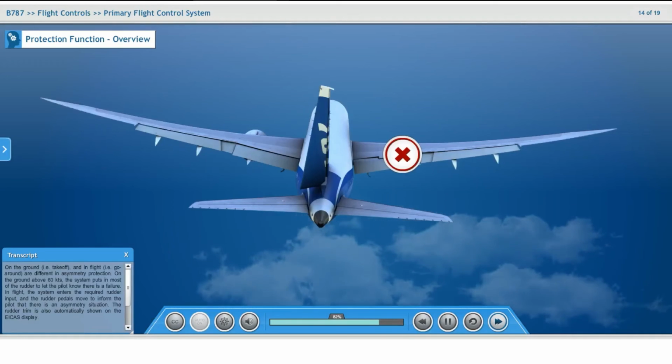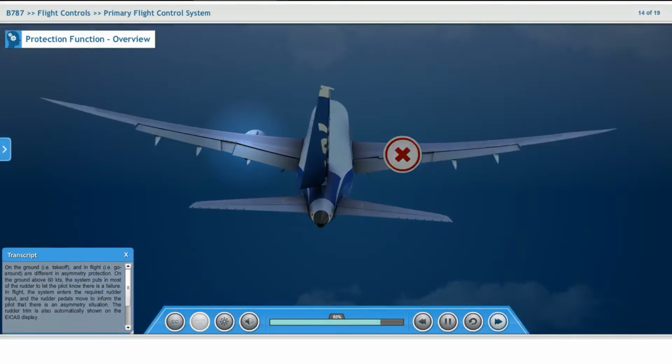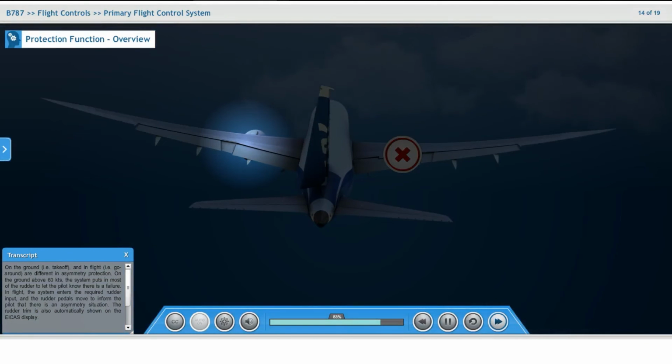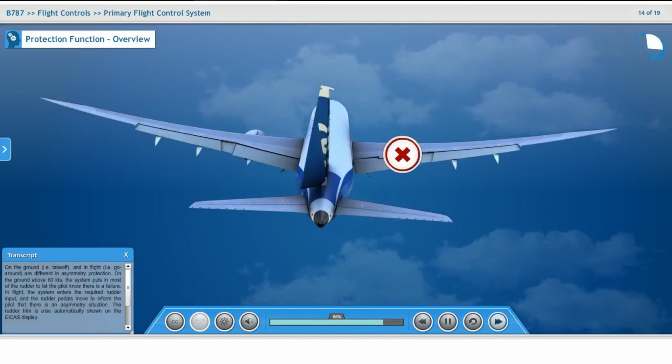The thrust asymmetry protection function will decrease the power of the remaining engine if necessary, so that sufficient yaw control is always available. Once airborne, 100% yaw control will be provided.